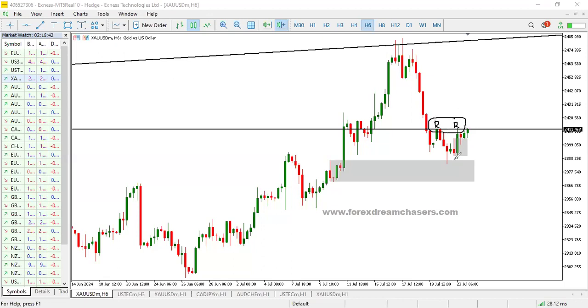Why is that? Because the more touches they have on the support or on the resistance, the weaker the level. Okay, sure. Not gonna go deeper on that one. If you want that information, it is available on my YouTube channel.